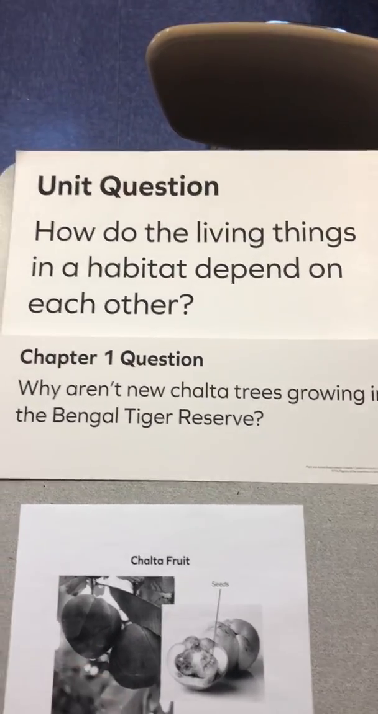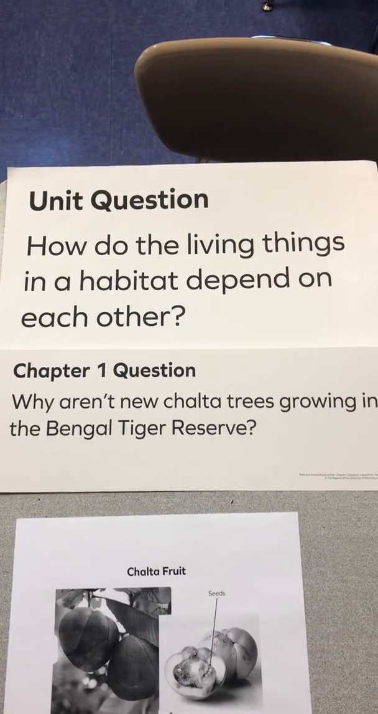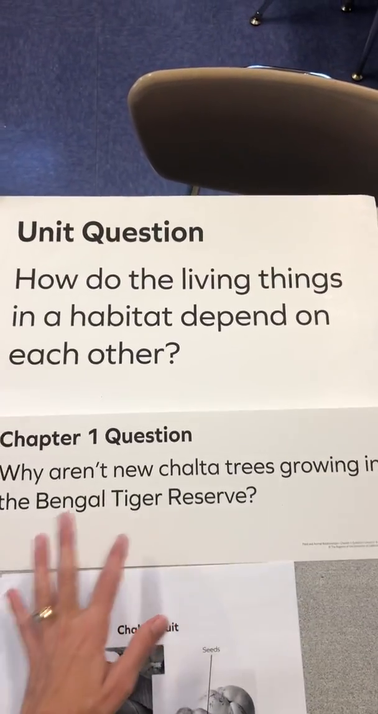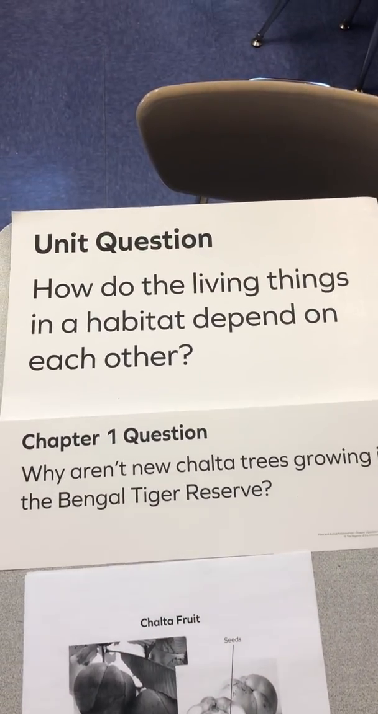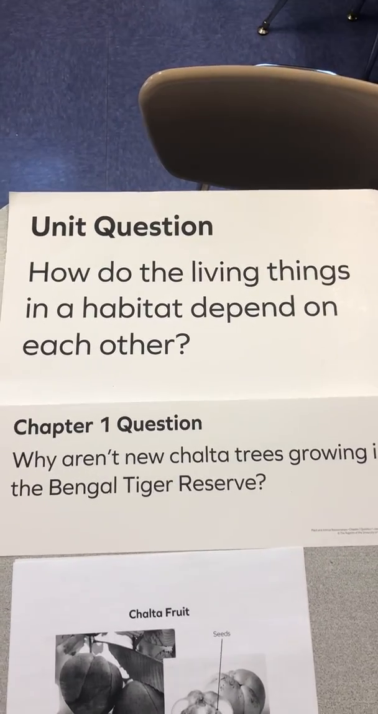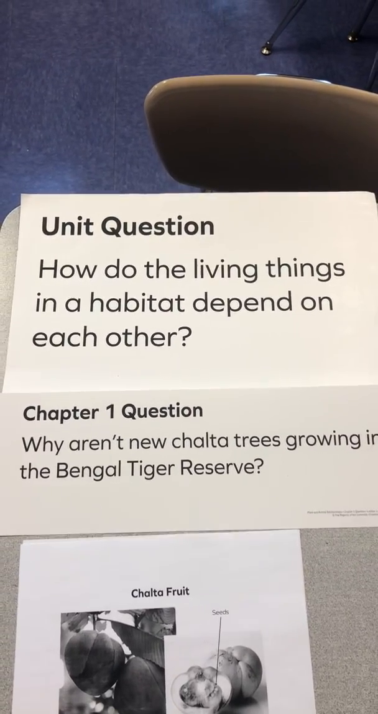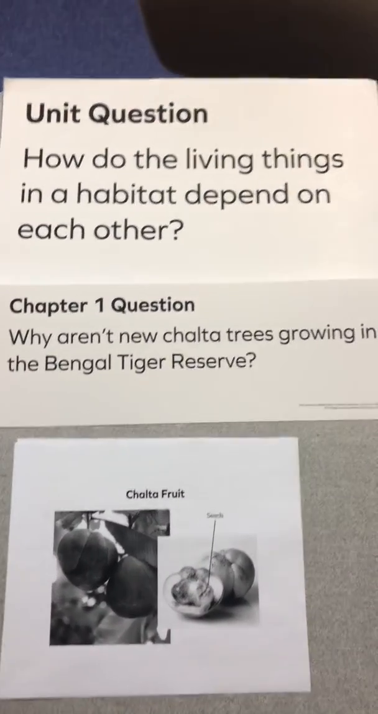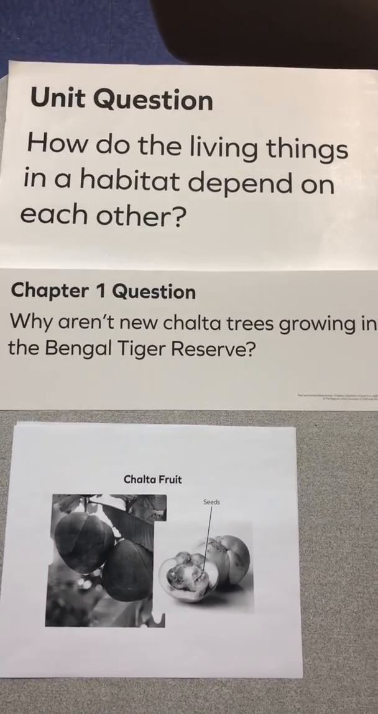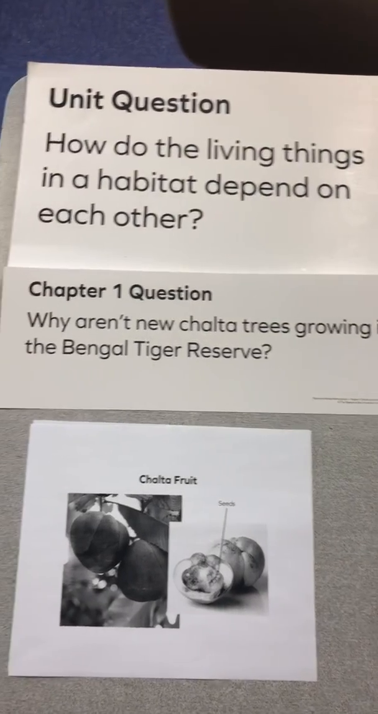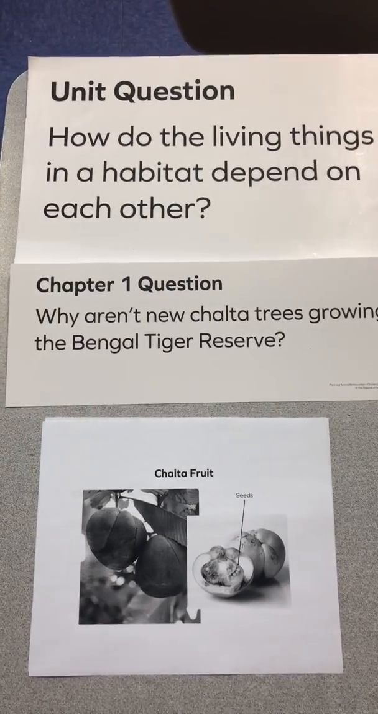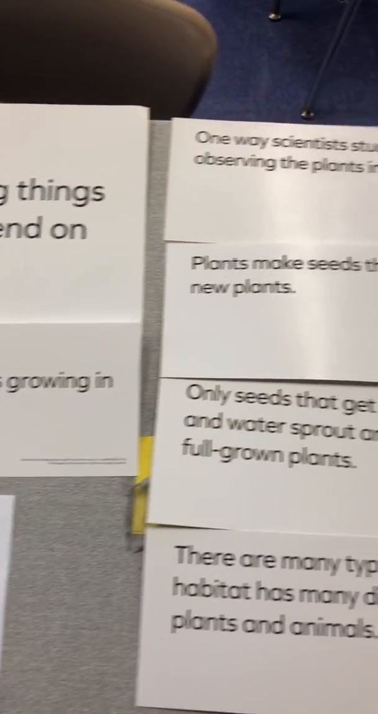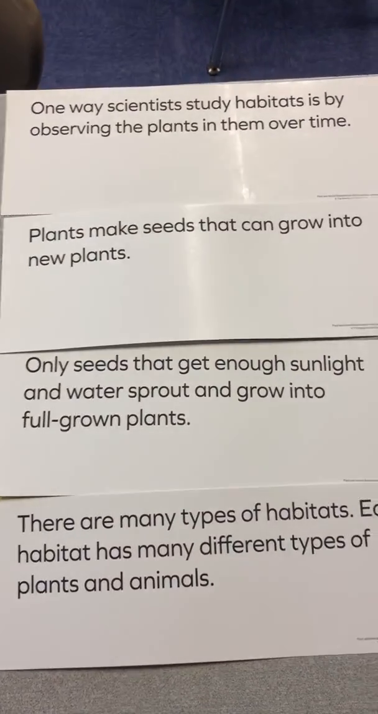Good morning, scientists. So today we're going to do a review of Chapter 2. The unit question is, how do the living things in a habitat depend on each other? And we've been studying Chapter 1, and the Chapter 1 question is, why aren't new chalta trees growing in the Bengal Tiger Reserve? And we noticed these key concepts.